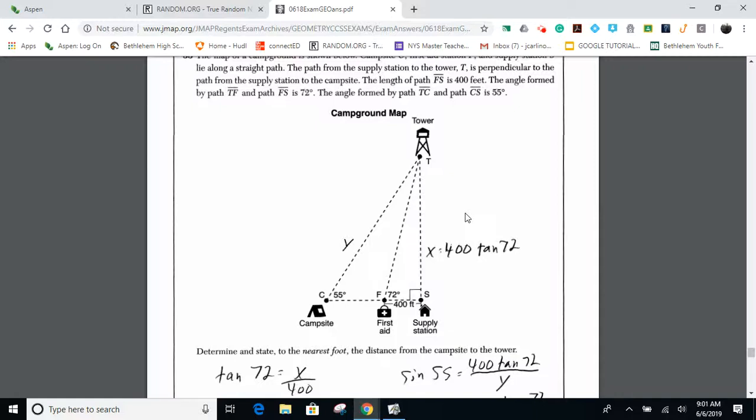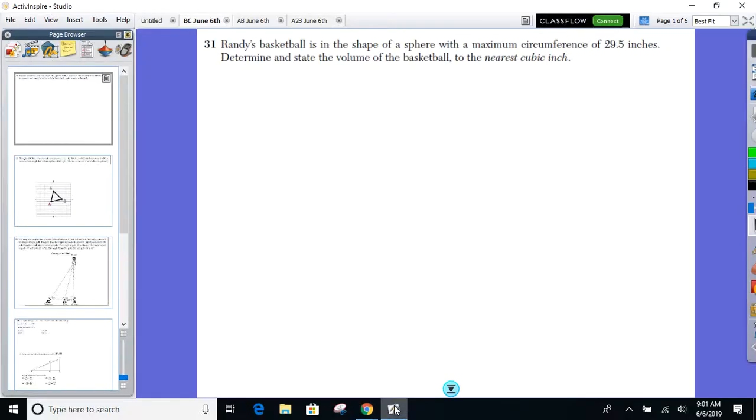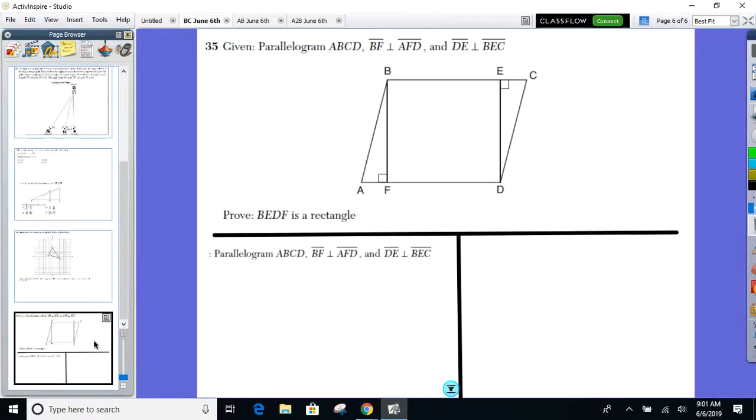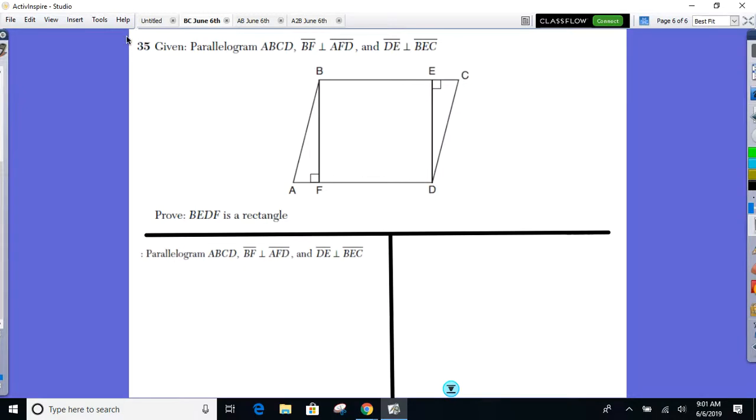I'm not the best at wording, but I'm going to smack you in the face right now with the next problem. We're going right to the proof. Part 4. Let's go. We're going to do this together. I'll let you set up your statements and reasons right now.